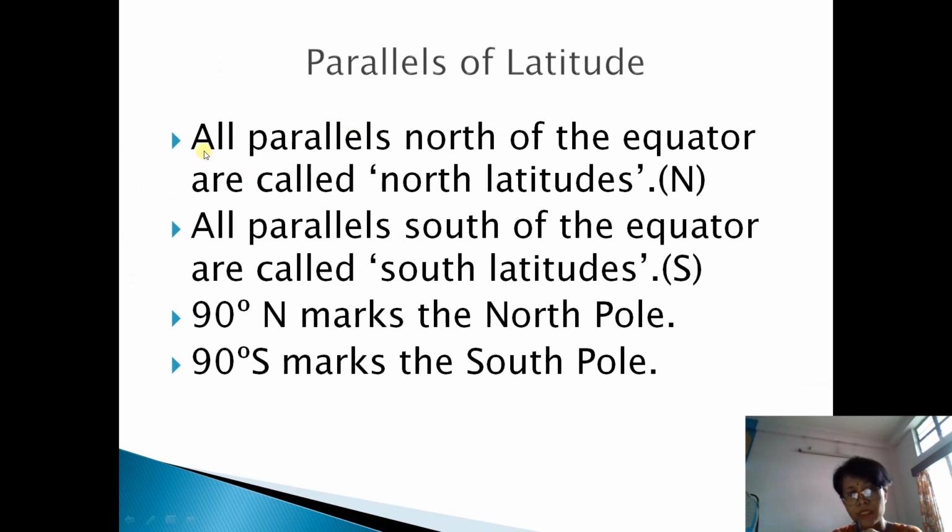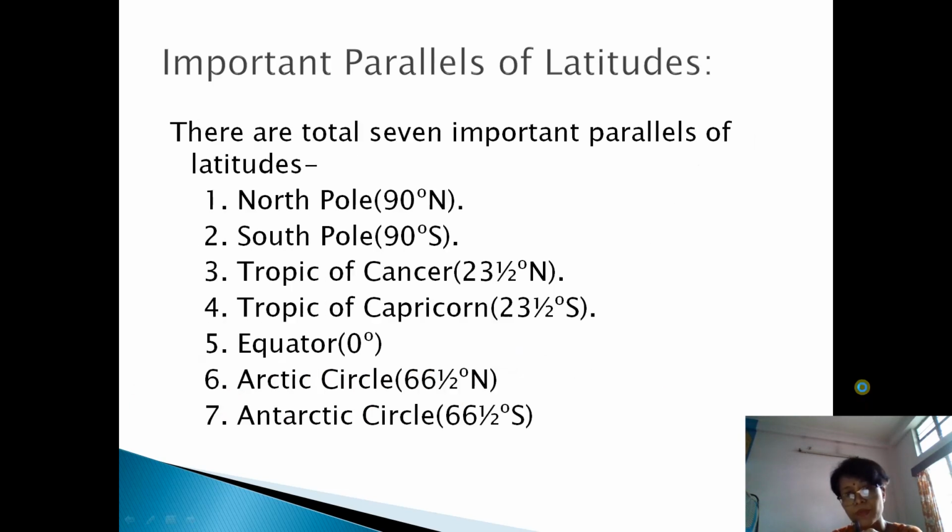Parallels of latitude, you see the definition. All parallels north of the equator are called north latitudes, that is, within bracket, capital N. All parallels south of the equator are called south latitudes, this is capital S. The 90 degree N, or north, marks the north pole. 90 degree S, or south, marks the south pole.